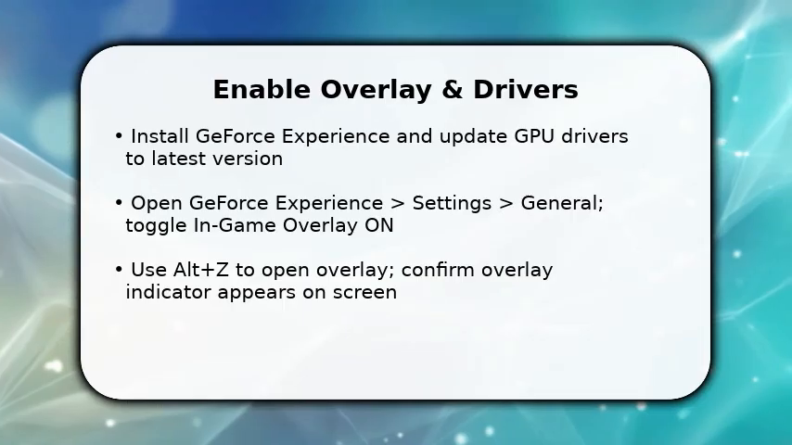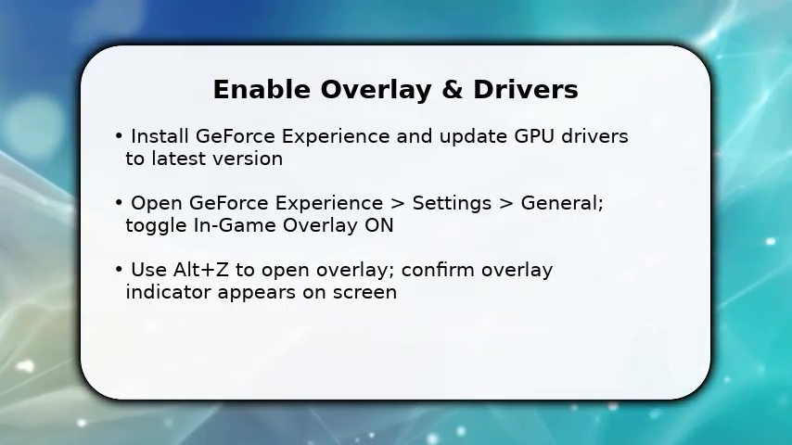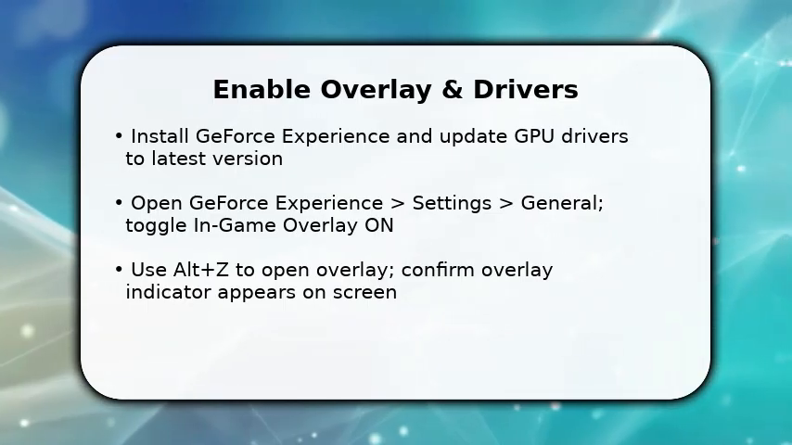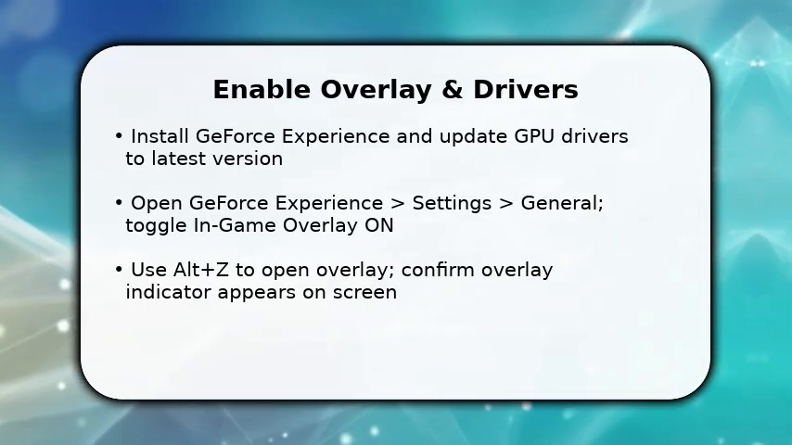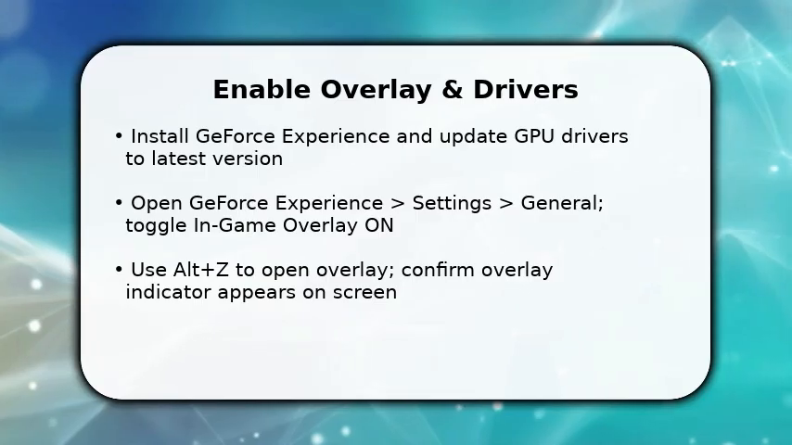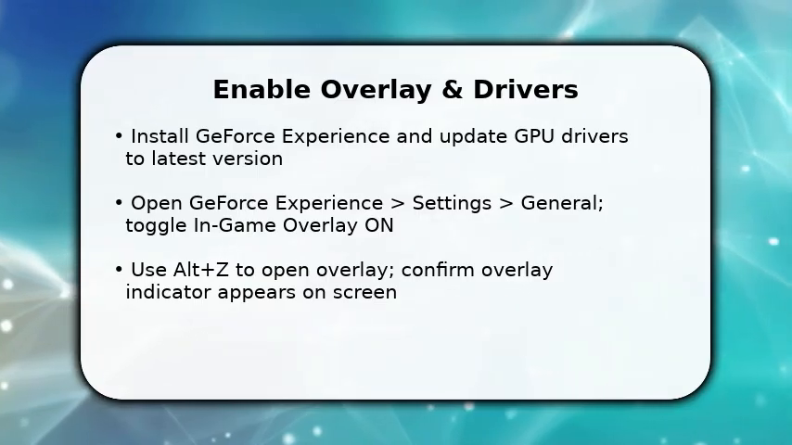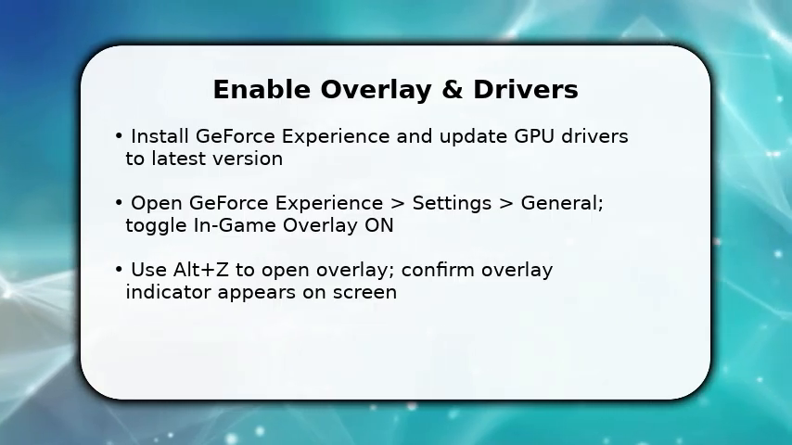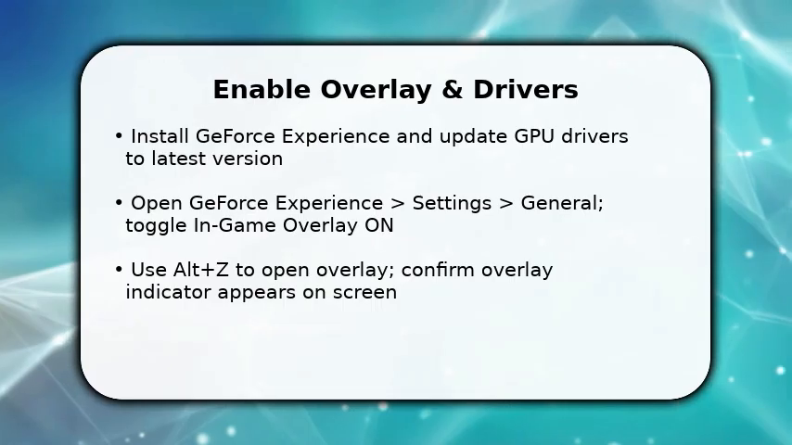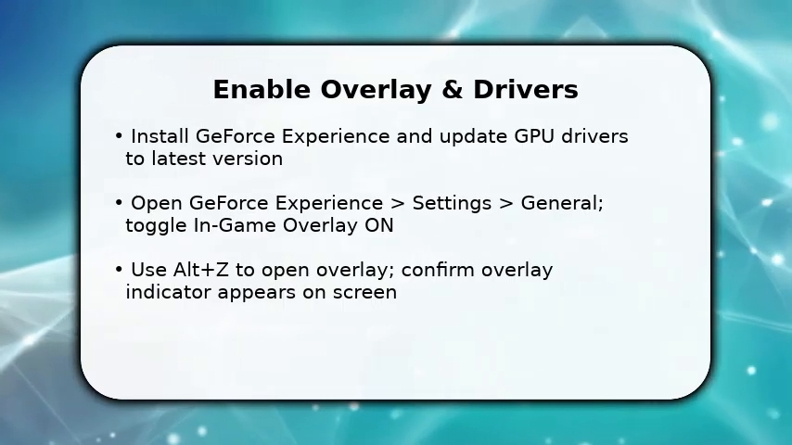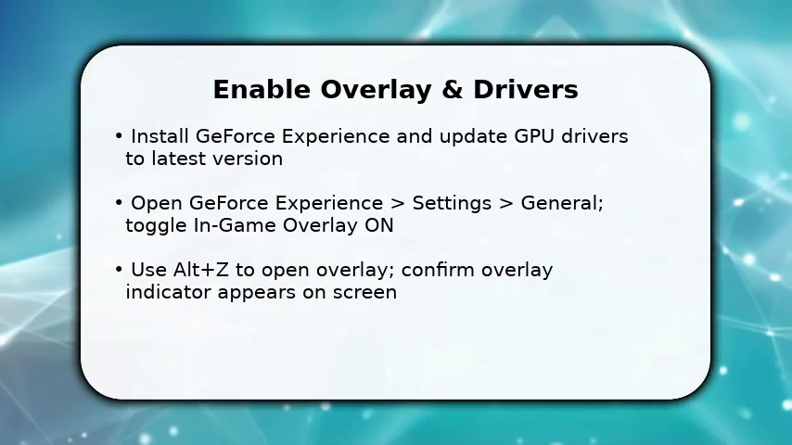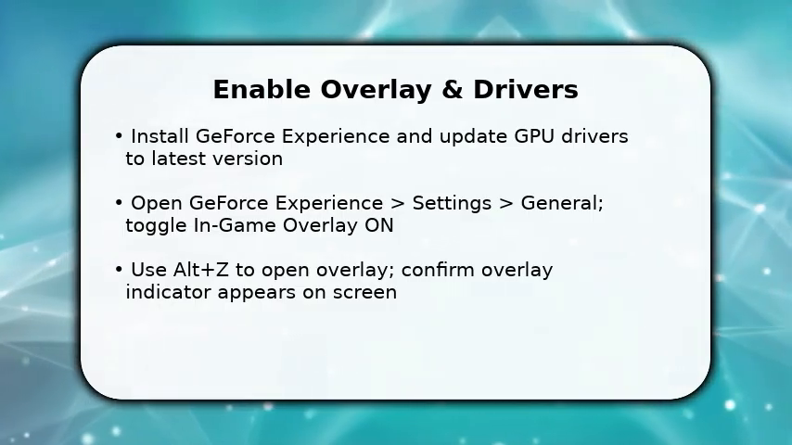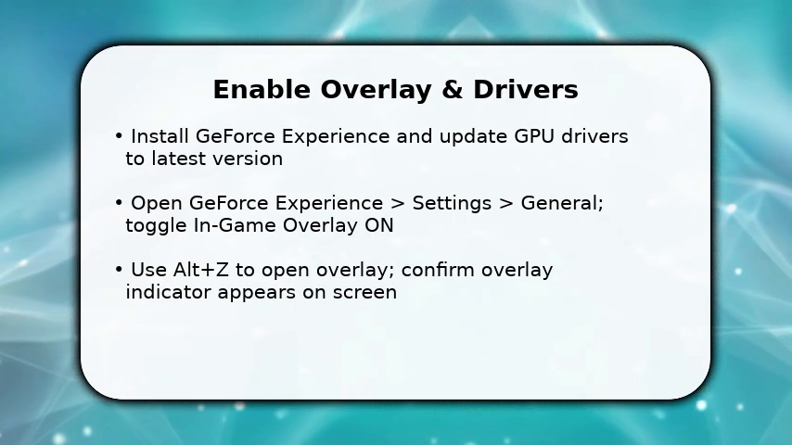You start by making sure the software and drivers are ready. Open GeForce Experience and update drivers now. Once done, turn in-game overlay on in settings because the overlay requires that service to run. Press Alt+Z to open the overlay immediately. You should see the overlay UI or indicator. If you don't, try restarting GeForce Experience. This first step gets the overlay process running, so you can configure performance monitoring in the next stage.